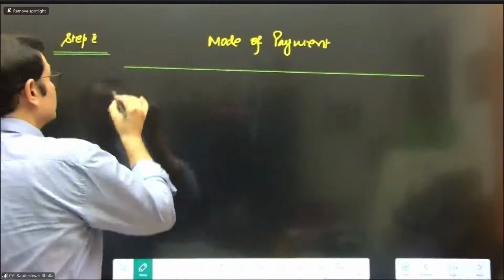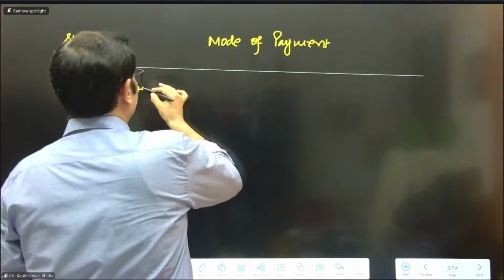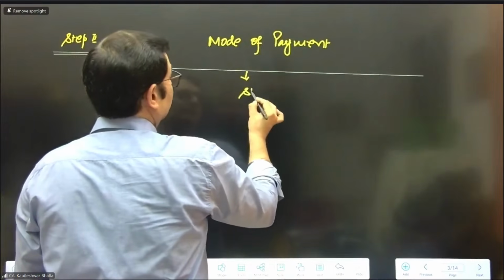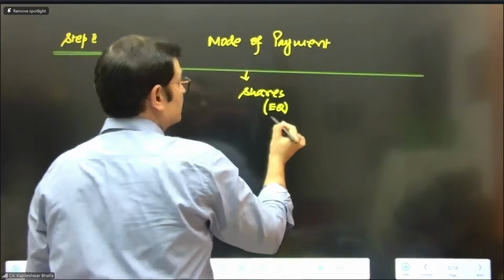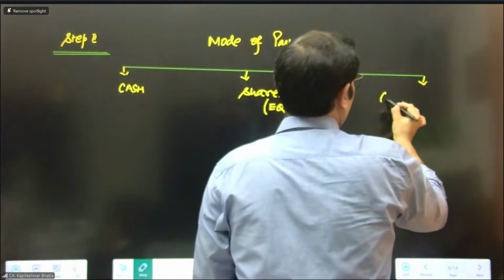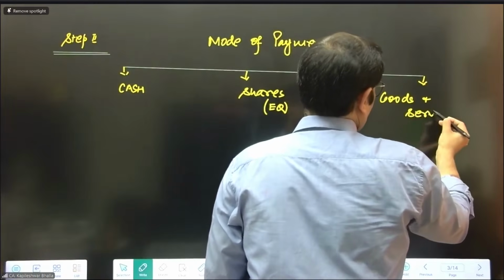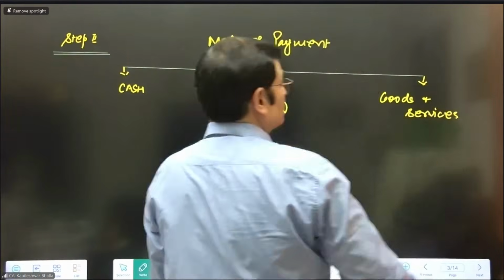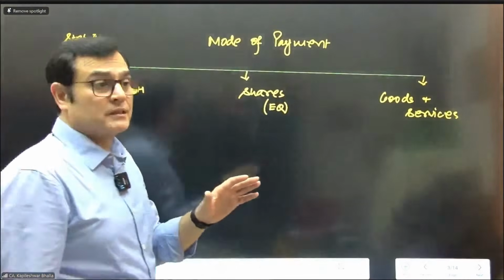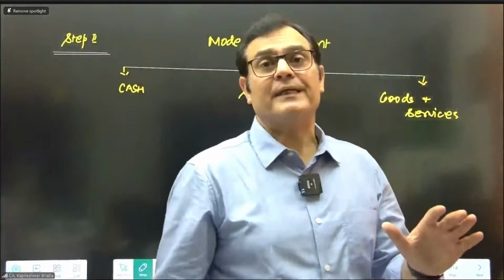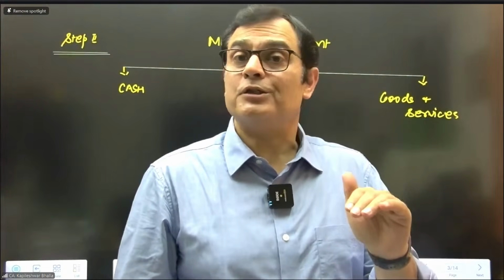The mode of payment could be in terms of cash. The mode of payment could be in terms of shares. Of course, we're making a mention of the equity shares. Or the mode of payment could be in terms of goods and services. Now, the first thing which should be very clear in the mind is that if the mode of payment is goods and services, the standard does not apply, because the two modes of payment are cash and shares.